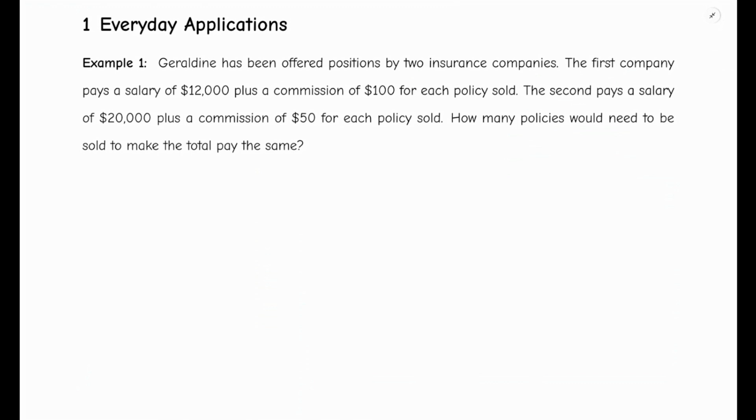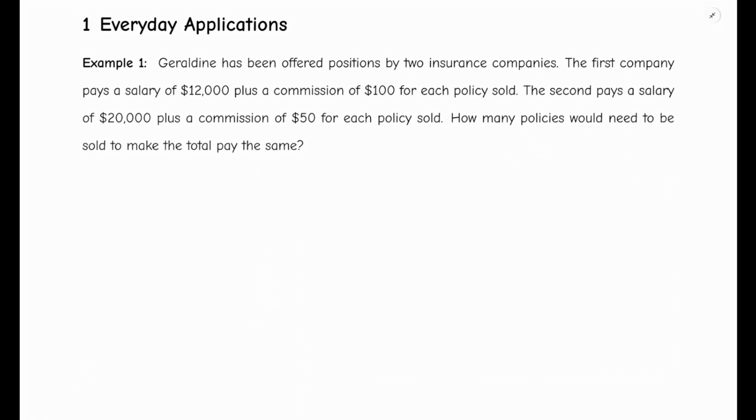Geraldine has been offered positions by two insurance companies. The first company pays a salary of $12,000 plus a commission of $100 for each policy sold. The second pays a salary of $2,000 plus a commission of $50 for each policy sold. How many policies would need to be sold to make the total pay the same?